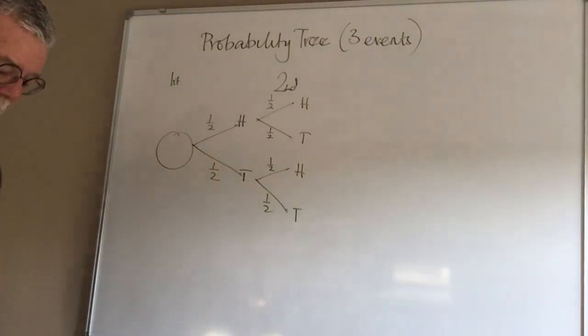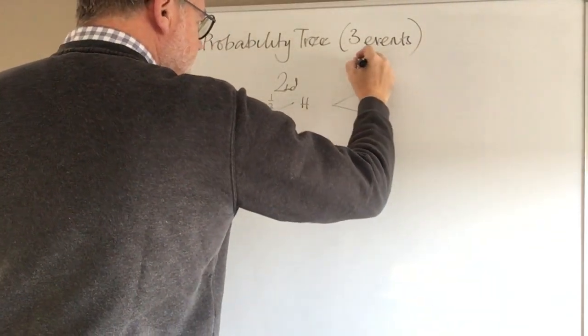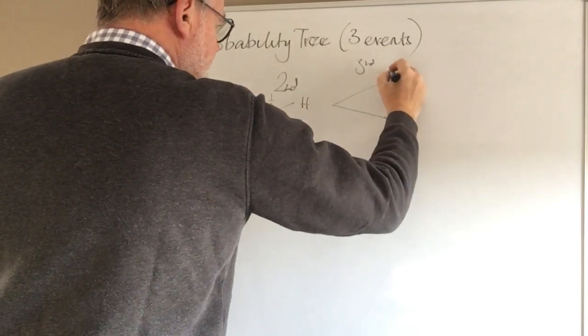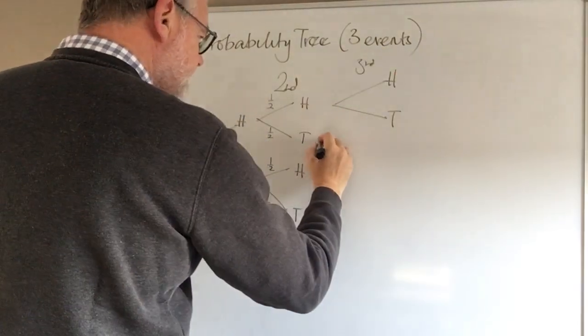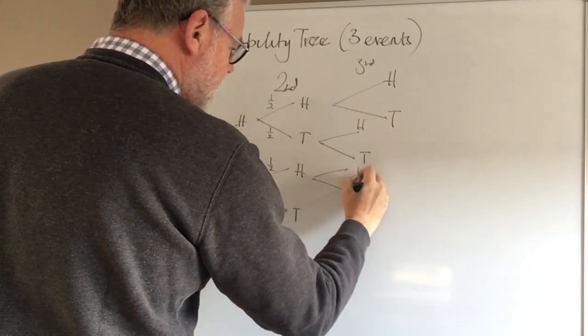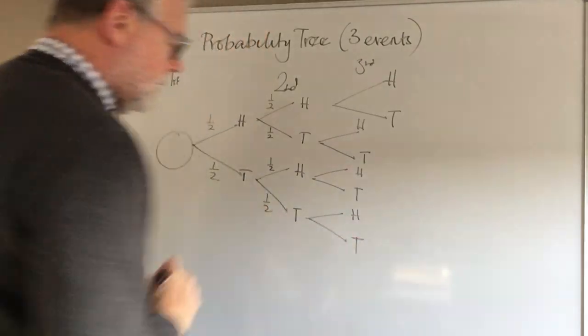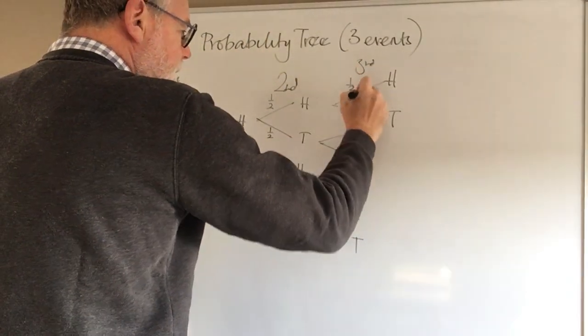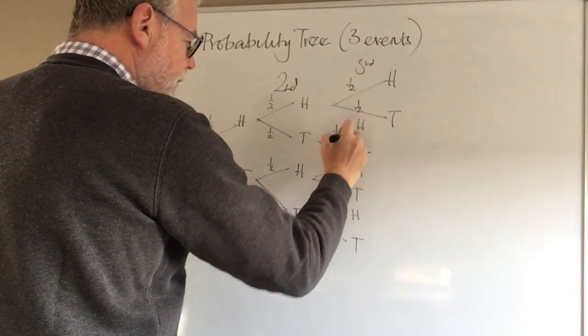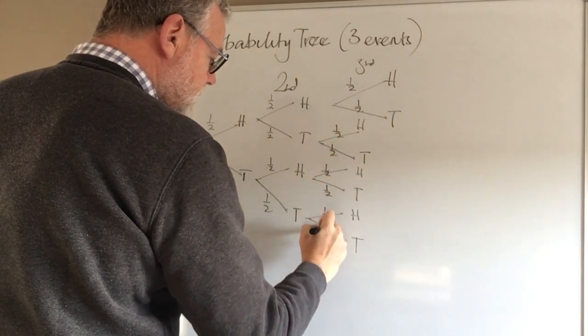Okay, and my third event, well, you're there ahead of me now. All we do is, so this is our third event. Again, I can get a head or a tail. I could get a head or a tail. I could get a head or a tail. I could get a head or a tail. Okay, so again, let's fill in our fractions, which is pretty simple for us on this occasion. Okay, and there it is.